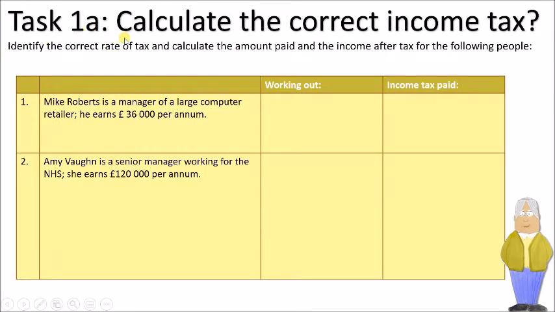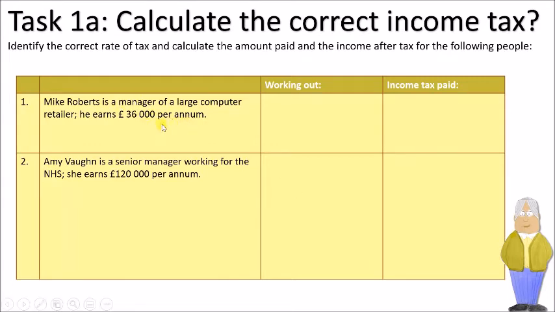Right, now it's your job. You're going to start working out income tax for these 4 people. You've got Mike and Amy on this page, and we've got 2 more on the next. So let's start working it out. Mike Roberts is a manager of a large computer retailer. He earns 36,000 per annum. Per annum is the fancy way of saying per year. It's in Latin, so we're not actually worried about his name or his job. We're looking at the 36,000.